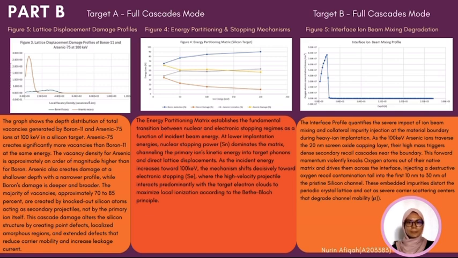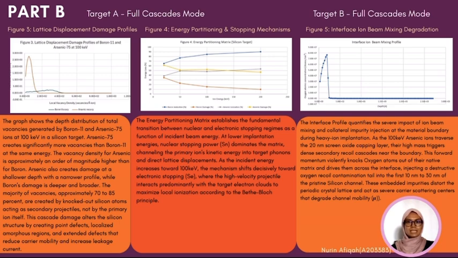For Part B, we analyze our lattice displacement profiles under full cascade mode using our verified 1294 ion stochastic seed. Looking at Figure 3, 100 keV arsenic creates an intense, narrow defect profile near the surface, yielding a peak vacancy density nearly an order of magnitude higher than boron. Boron conversely distributes its structural damage much deeper and broader across the target grid. The core physics driving this variance is that 70 to 85% of these vacancies are caused by knocked-out target atoms acting as secondary projectiles rather than the primary ions.